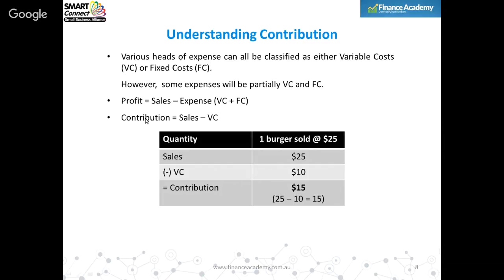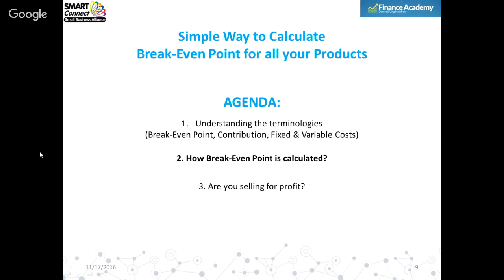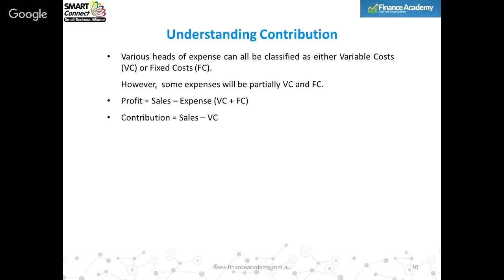Okay, let me continue. Let us go to the second part of this webinar and understand how break-even point is actually calculated. Now that we have understood a bit of terminology in regards to break-even point and contribution, and I hope you have understood the difference between fixed cost and variable cost, let us learn how break-even point is calculated so that you can immediately start implementing it in your business. Now, as I told you, various heads of expenses can be classified as either variable cost or fixed costs.